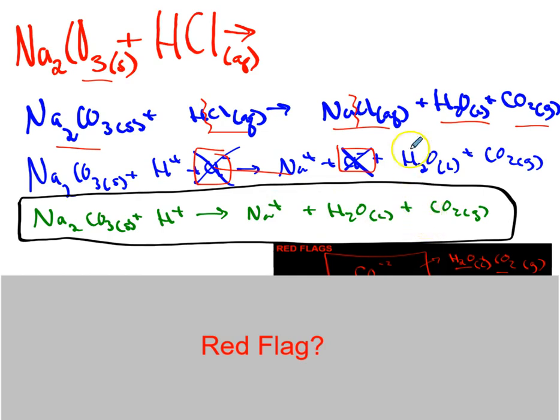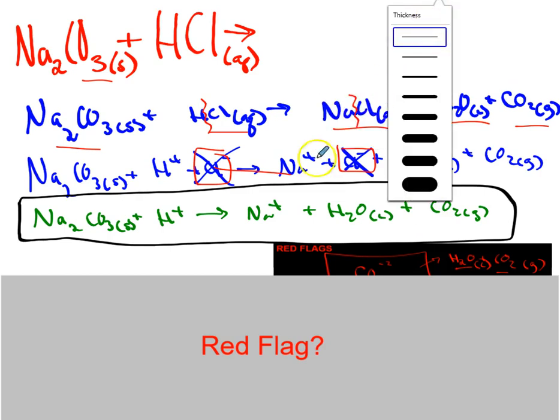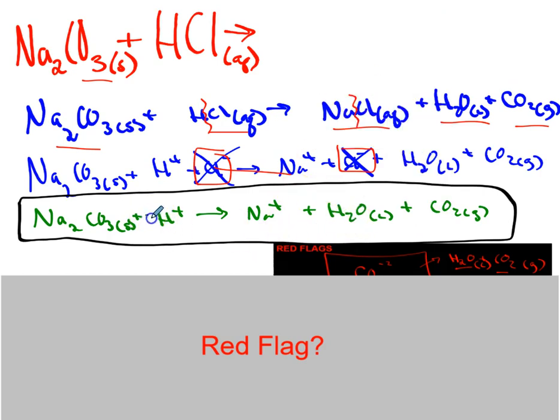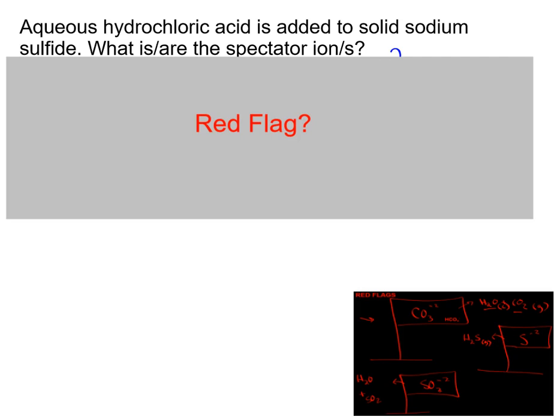And I never balanced this, so I better if I'm going to be a self-respecting teacher. All right, there's two H's, so there's a 2 here. There's two Na's, so there's a 2 there. You need it in your net. I should have done it up here, but when you get to your net ionic, you'll be able to see that you had issues and you can fix it there. Okay, let's do one more together.